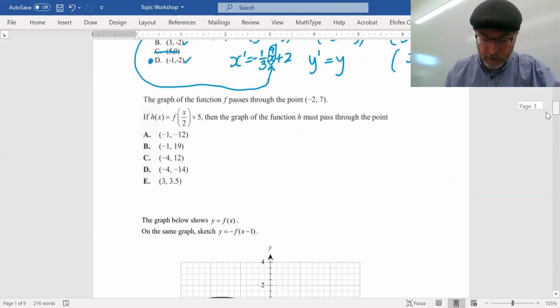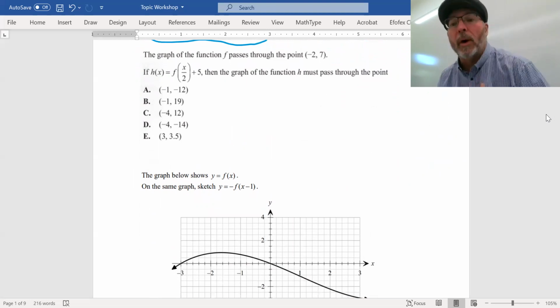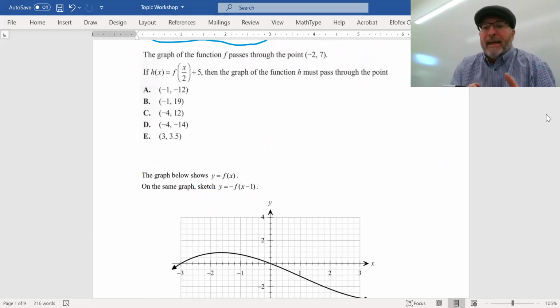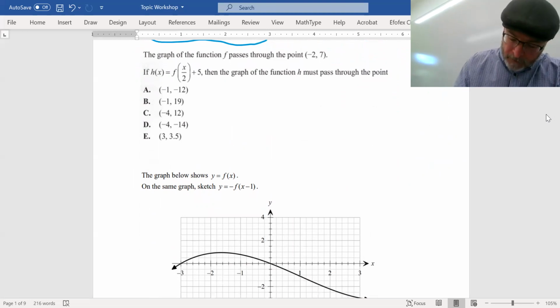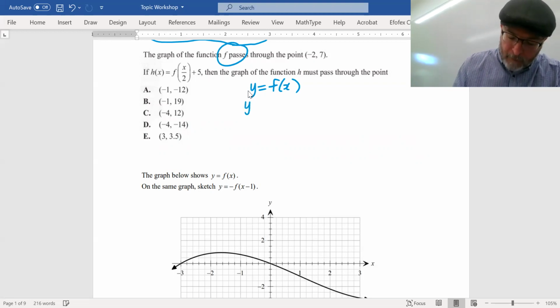The next question: the graph of function f passes through the point (-2, 7), then the graph of some transformed function is going to pass through which point? So in a way, they're saying, what's the image point of the point (-2, 7) under that transformation? Let's figure out what the transformation in fact is. So we've got some function y equals f(x), and they don't tell us what it is. They just say it's function f, right? And it became y minus 5 equals f(x/2).